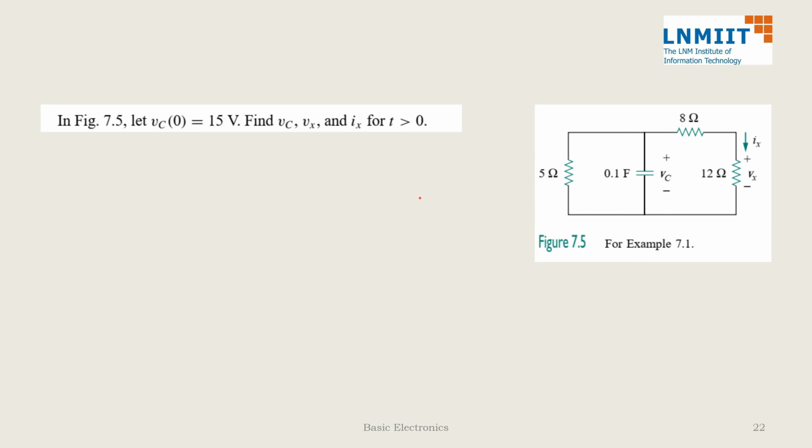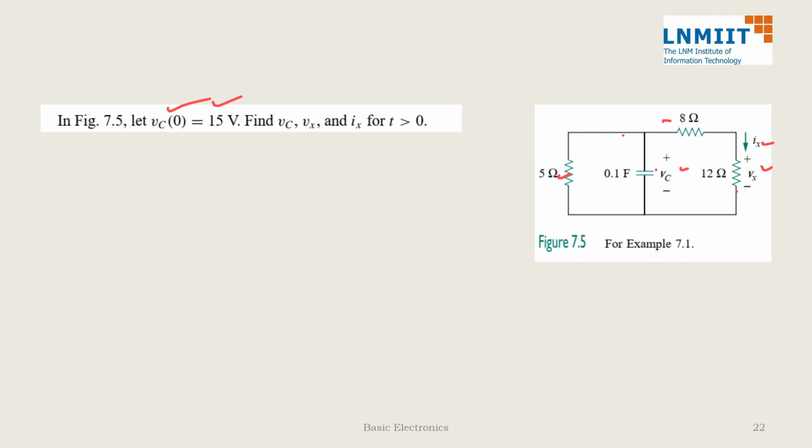Now let us take this example. This is a source free circuit because there is no source attached. There are two resistors here, one capacitor here, and one resistor here, and we are asking what is this Vx, what is this Ix, or what is this Vc as a function of time. Initially the voltage across the capacitor is 15 volts.